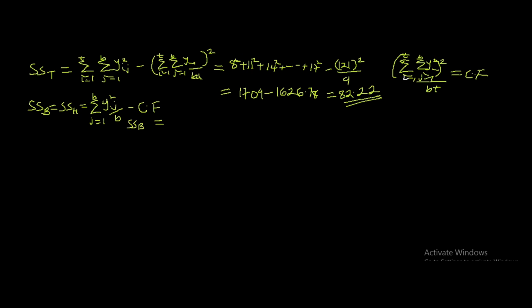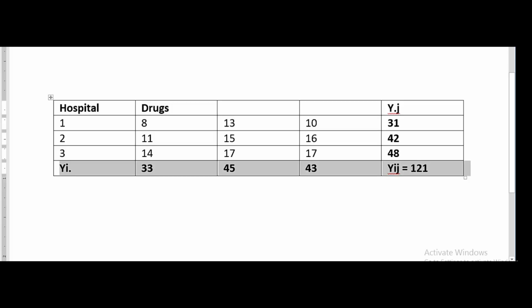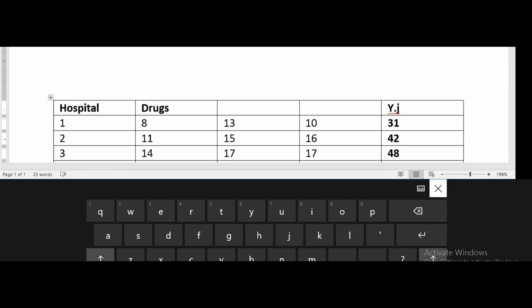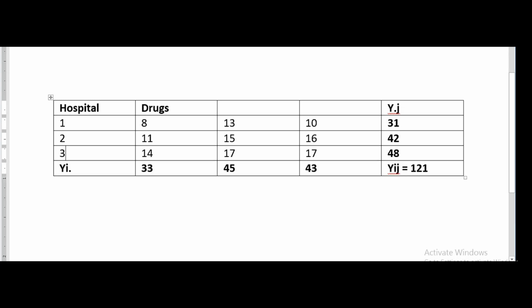Now SSB is going to be equal to, let's look at our table for these values here. This is our block. We are dealing with our block here, and the hospital is our block. So we are going to be dealing with 31 squared plus 42 squared plus 48 squared divided by 3, because we have 3 replications. That is going to be our block.